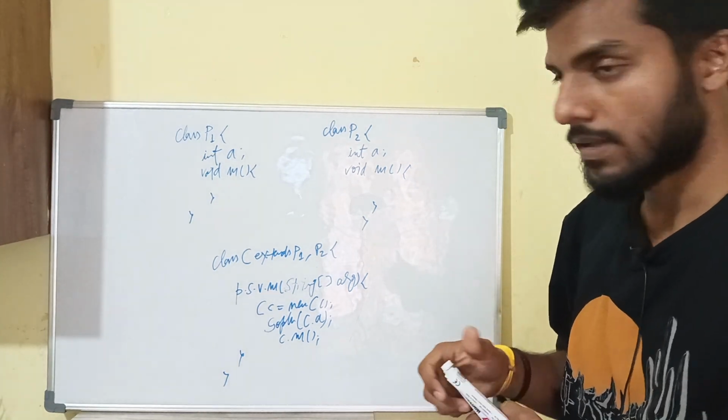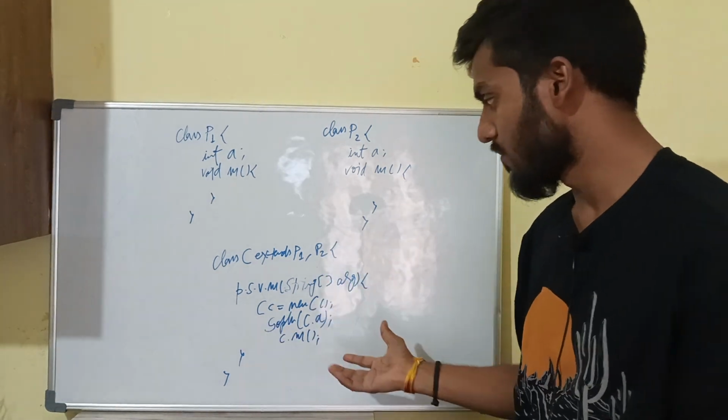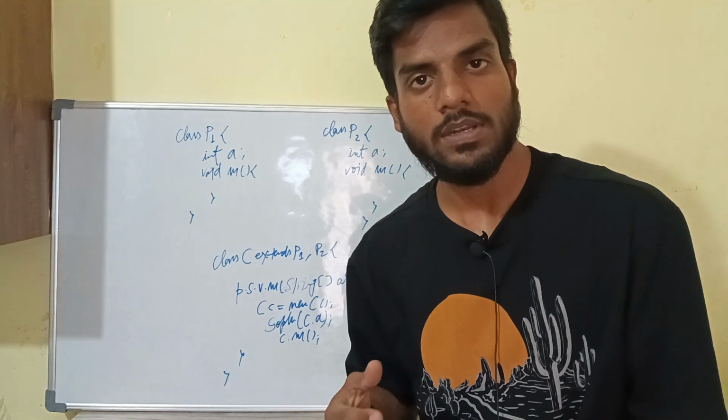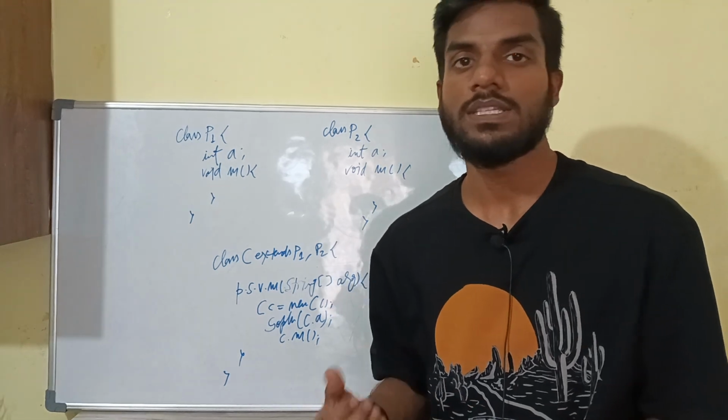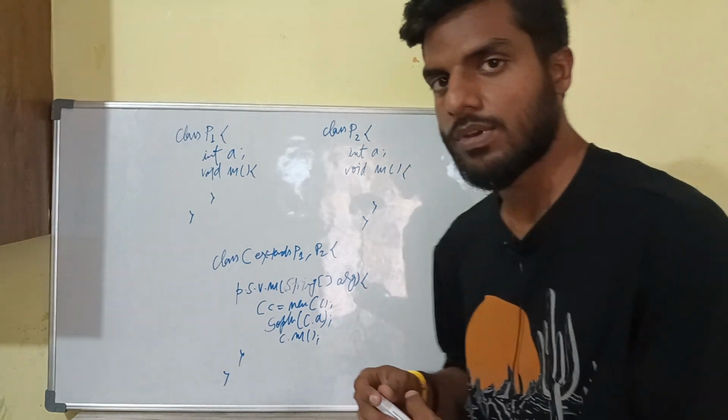Then the next question will be, what is the solution to that? If it is not possible with respect to class, then how is multiple inheritance possible in Java? Using an interface it is possible, but we will see that in a different video.